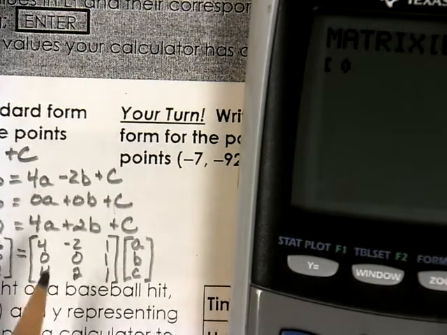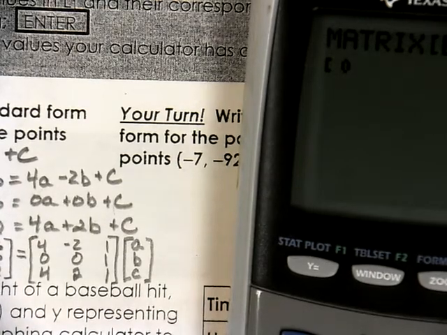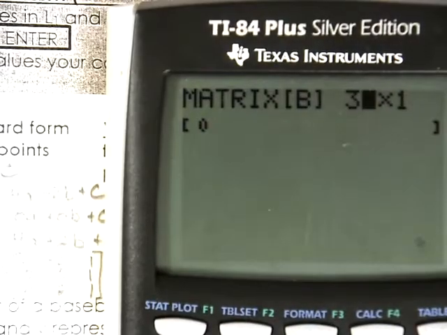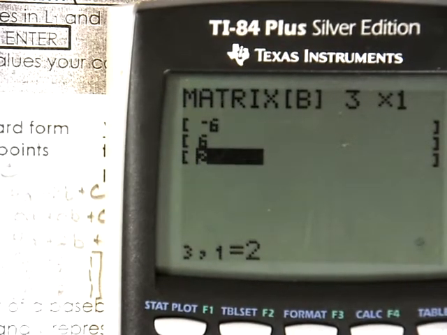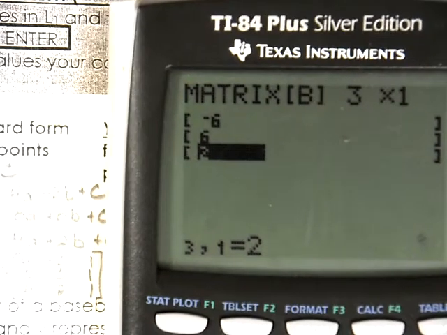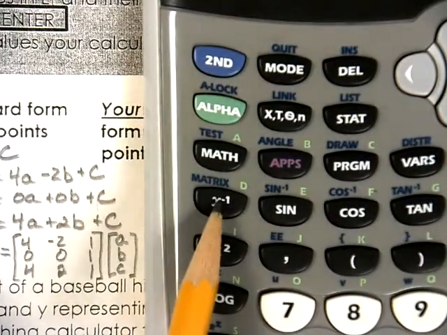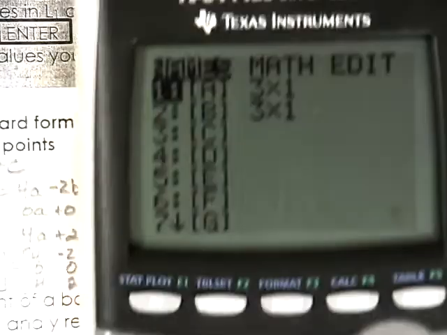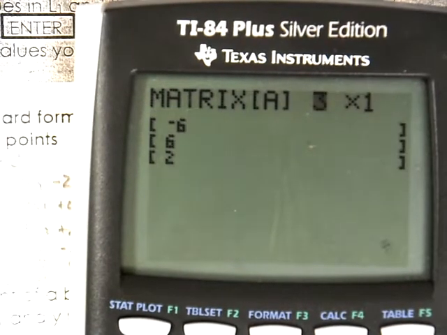Well, let me change this. Often we call this our A matrix, and this is your B matrix. I am going to have you redo that. We're going to call this our 3 by 1, and that's going to be our -6, 6, and 2. And when we slide back to second matrix, we're going to edit that A matrix again. And we're going to turn this matrix into the 3 by 3.